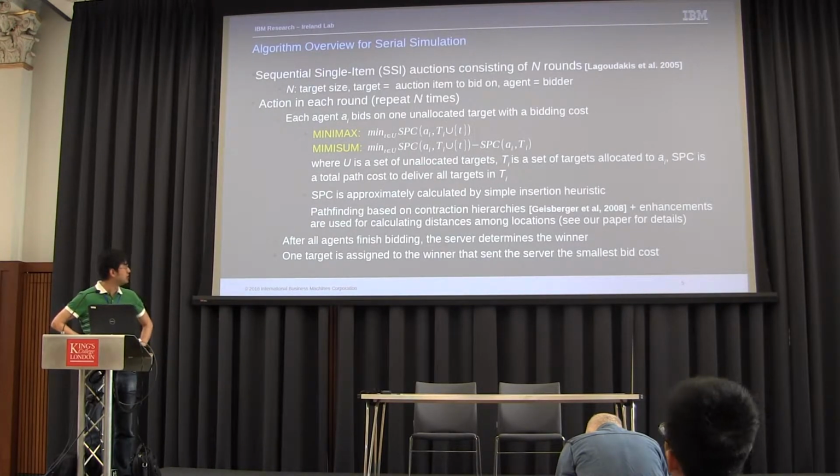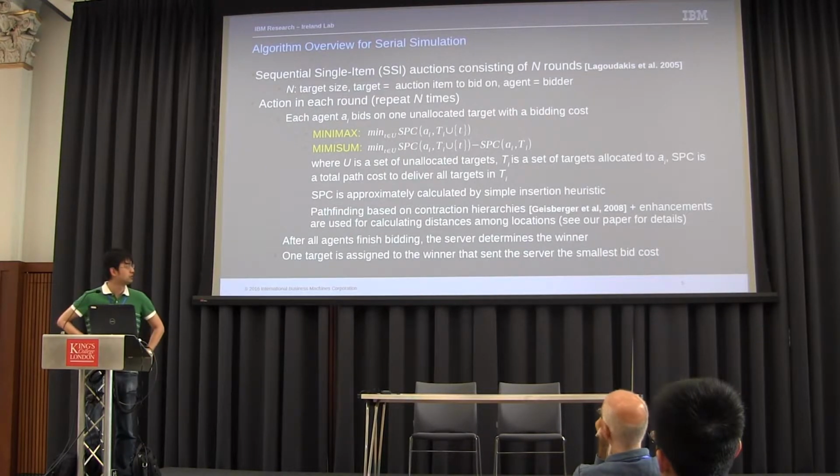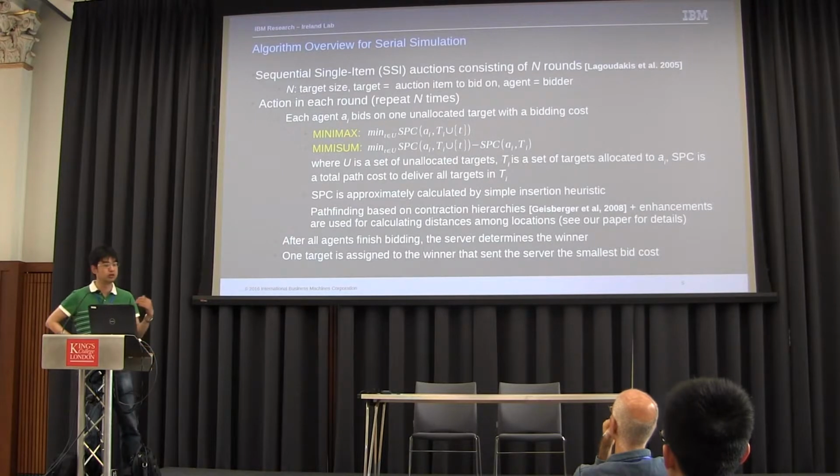In this talk, I assume that any pathfinding method is okay, but I assume that pathfinding based on contraction hierarchies, which is quite popular for finding paths on road maps, is used, with some enhancements. I will explain that in detail in the paper, but the point is that we have this kind of pathfinding procedure combined with the TSP insertion-based heuristic in order to calculate the bid cost for each agent.